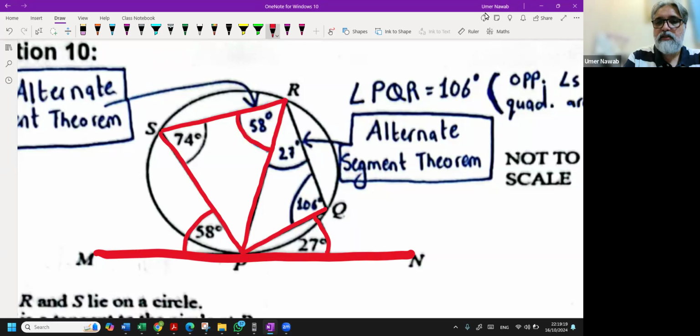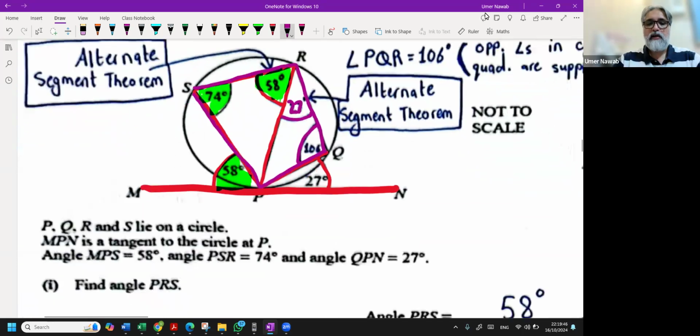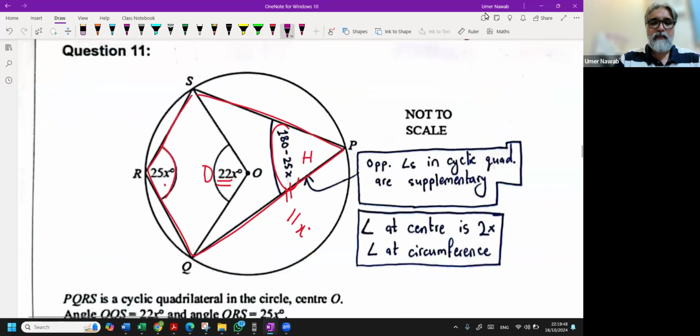So this is alternate segment theorem. Done. The guy gave you this is 74 already. So cyclic quadrilateral. This is cyclic quadrilateral. So opposite to 74, this is 106. And if this is 27, I can also write by alternate segment theorem 27. All the rest of the angles are easily found. Question number 11.